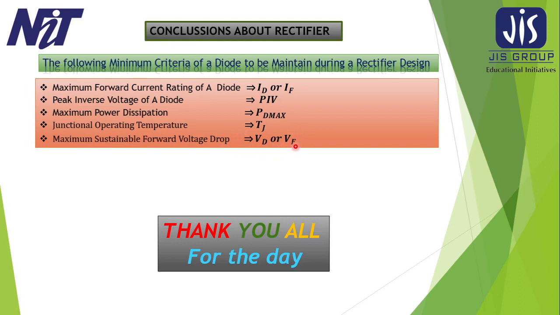And the fifth one, the maximum sustainable forward voltage drop, that is very important. All of you are already aware of the VD, because the VD is fixed or specified by the manufacturer as per the diode properties. It is already constant. Apart from the VD, this parameter is also very important, because this VD or VF is the maximum voltage drop that can occur across the diode.